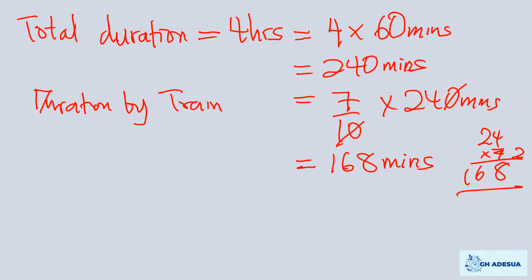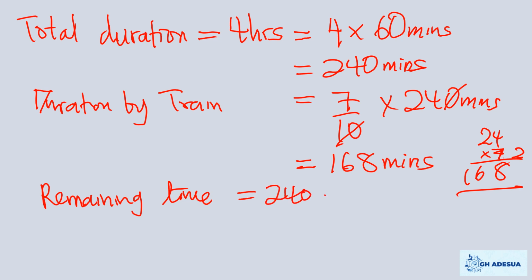And then we are told that of the remaining time that was left, the person did 1/12 by a motor bicycle. So we first have to know the remaining time before we can find the minutes that he used to do the bicycle, because the remaining time is what we are going to find 1/12 of. So remaining time, and that is 240 minus 168.